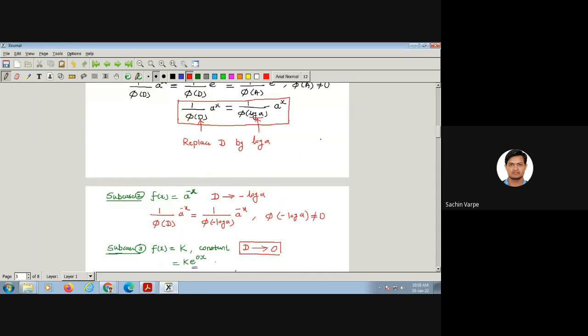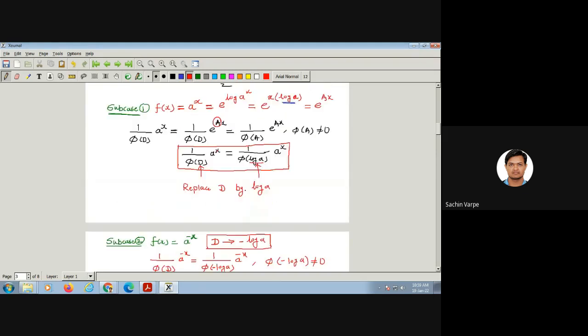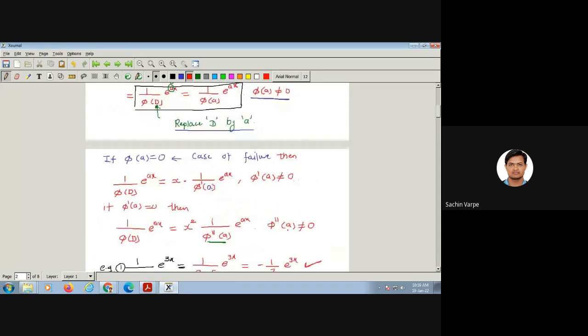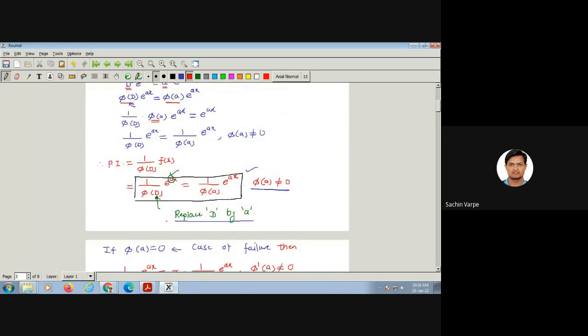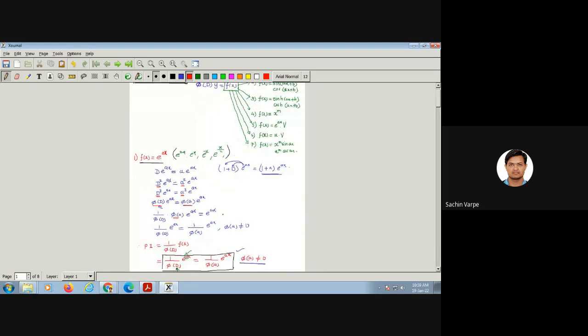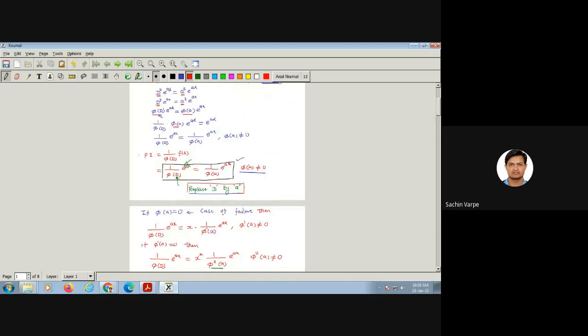In case of a raised to minus x, we are replacing D by minus log a. In case of a raised to x, we are replacing D by log a. And in case of normal exponential function, we are replacing D by simply a. Everyone, please do reply in the chat box. Is this clear? The first step. This is all about the exponential function.